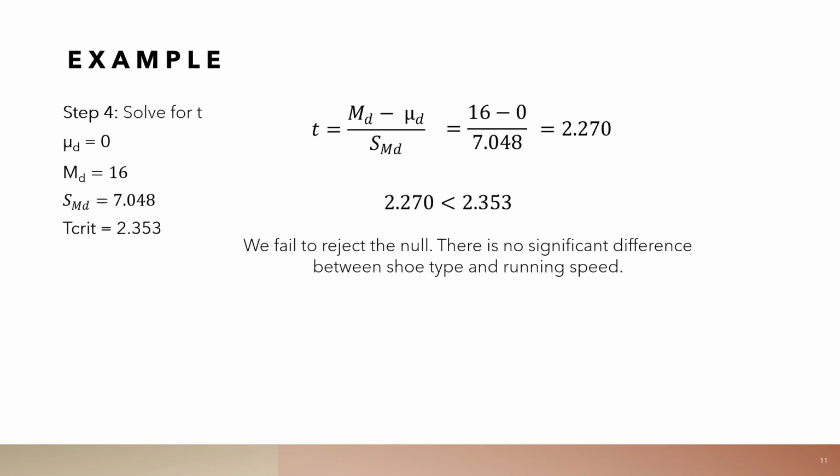2.270. This is less than our critical value of 2.353. So we fail to reject the null. There is no significant difference between shoe type and running speed.